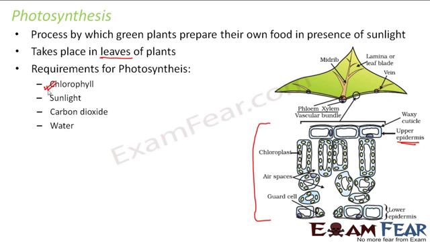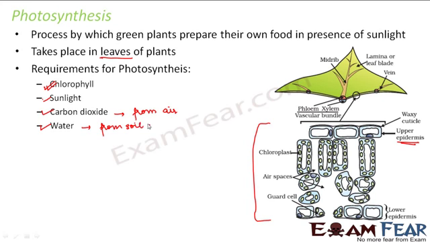Carbon dioxide, it gets from the air. So how does it get it from the air? It gets carbon dioxide from air through small pores which are present on the leaves of the plants, known as stomata. We will talk about stomata in the next slide. And the fourth requirement is water. So how does it get water? One natural source of water is the soil, because the roots of the plants are deeply rooted in the soil and they can fetch water from the soil. So water can be obtained from soil.